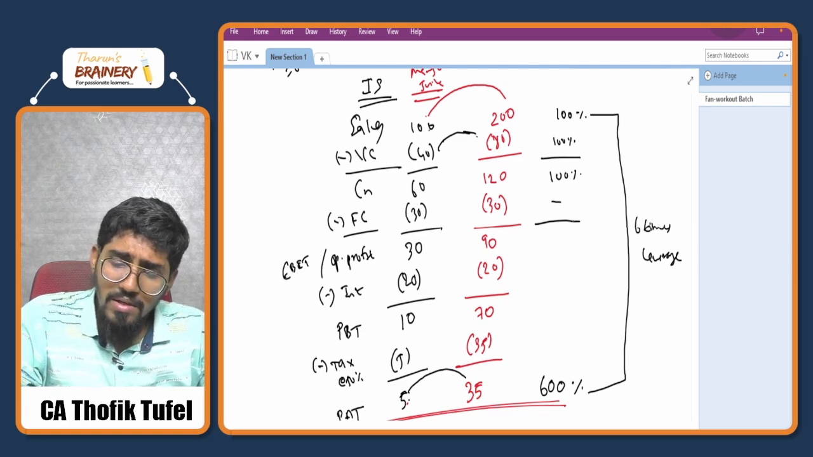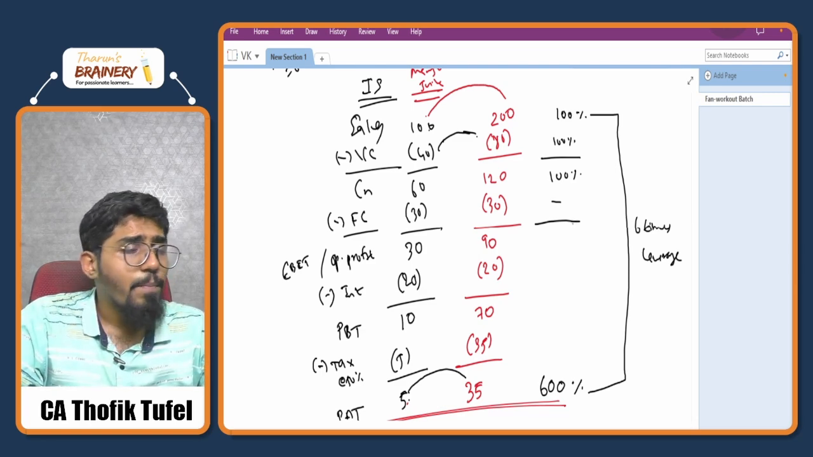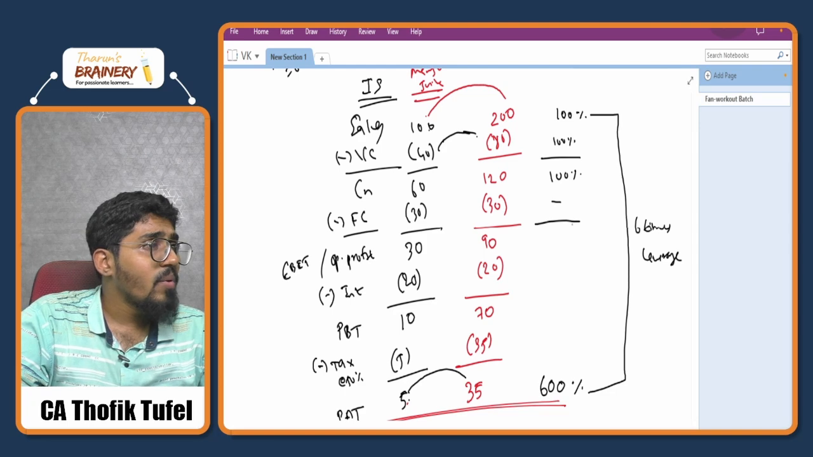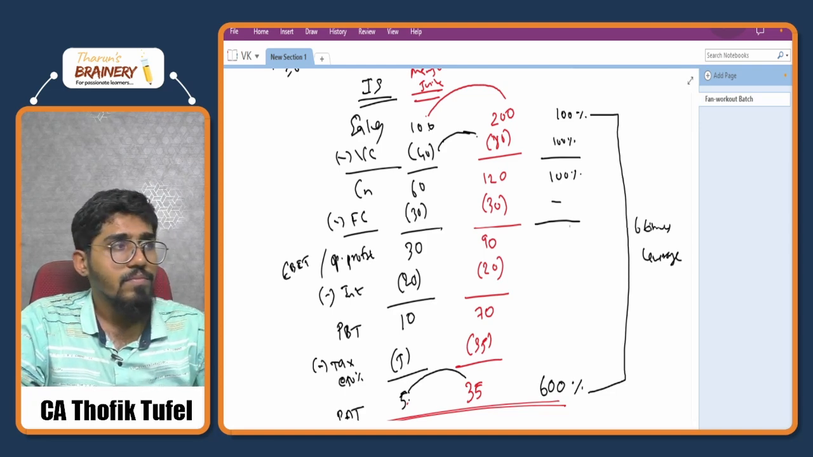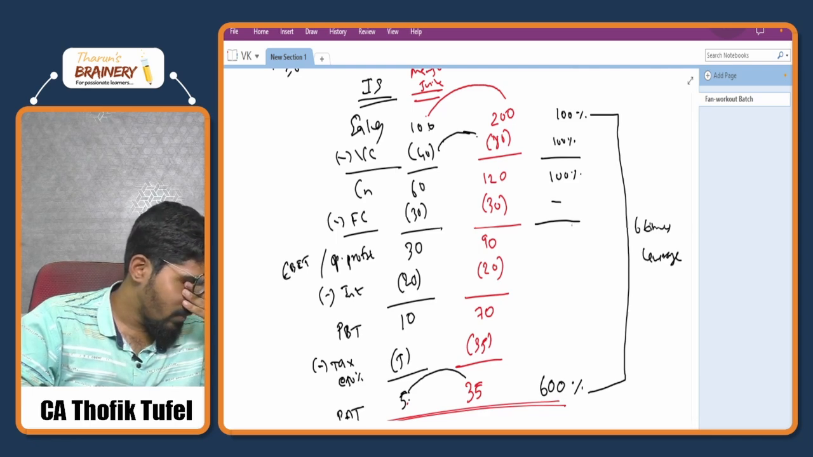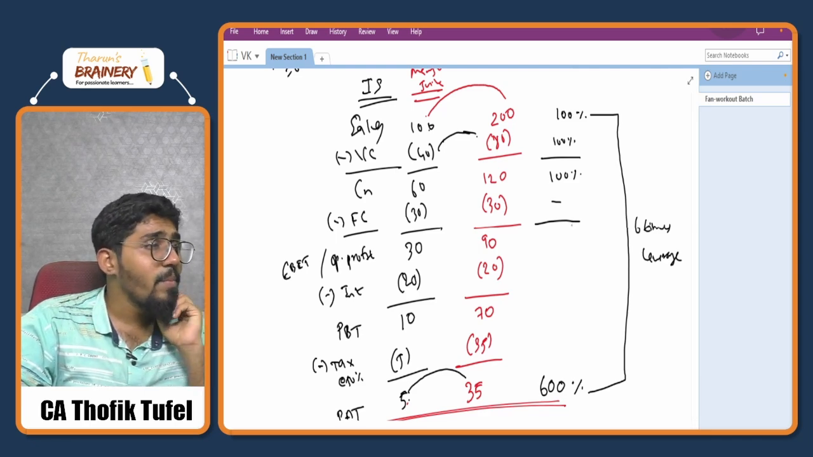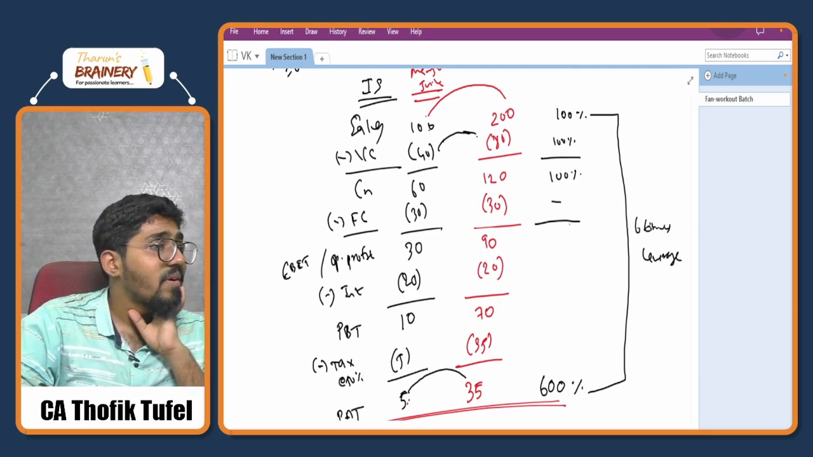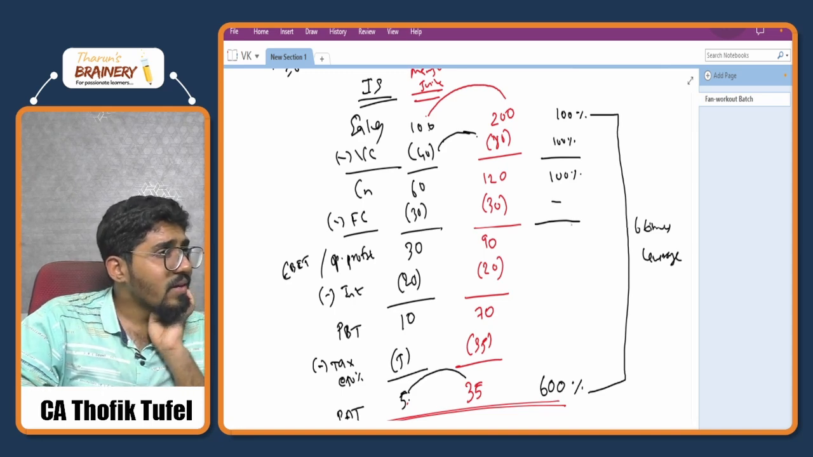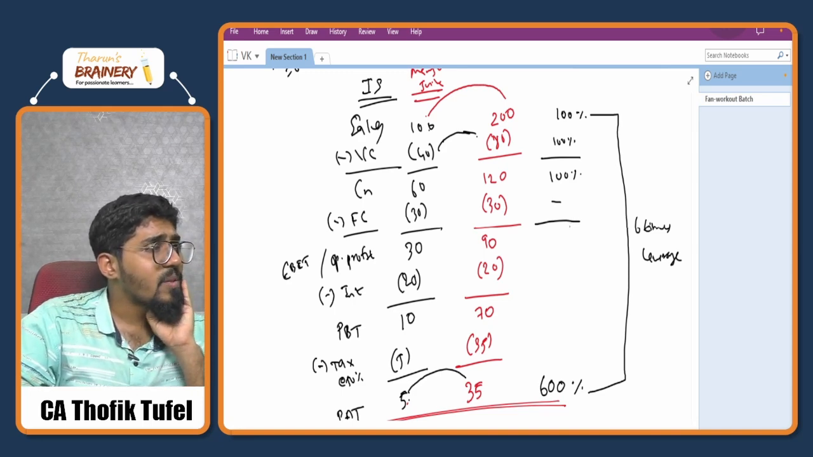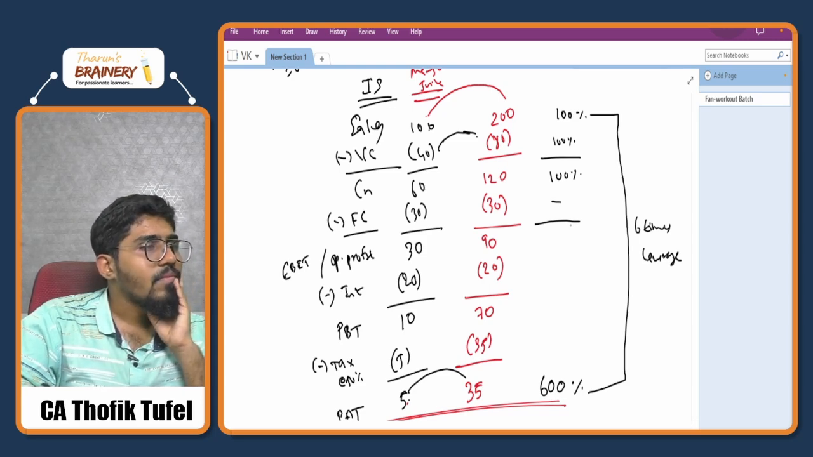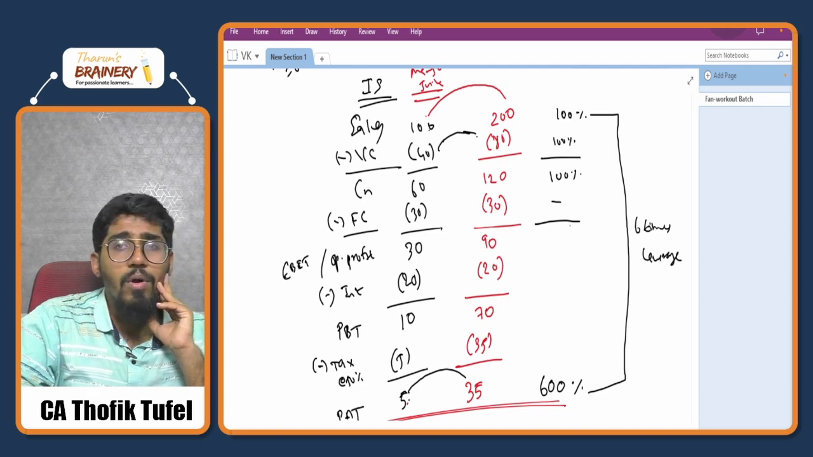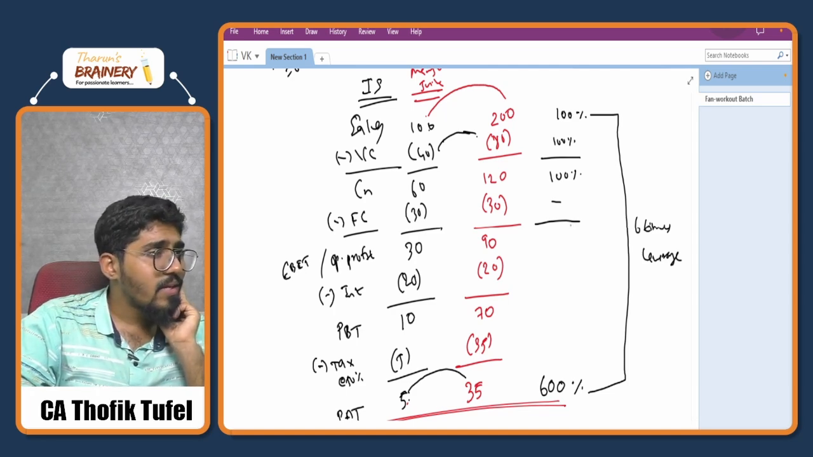What is the percentage increase in profit? Calculate and tell me what is the percentage increase in operating profit. Calculate fast. 30 is becoming 90. How much percentage has the profit increased? I want an answer. I don't need a silent class.